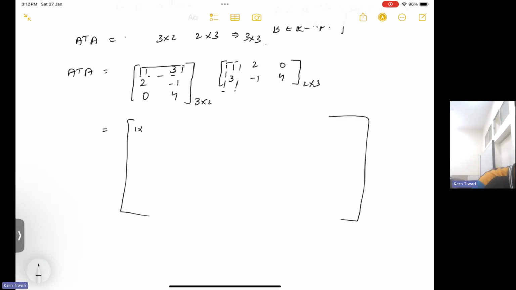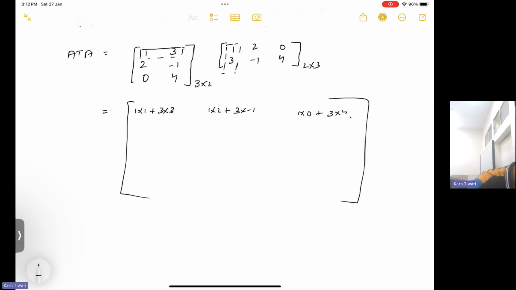So it will be 1 cross 1 plus 3 cross 3. Okay. The second element of this will be 1 cross 2 plus 3 cross -1. The third element will be 1 cross 0 plus 3 cross 4. Okay. So this is that first row of the product of A transpose A.